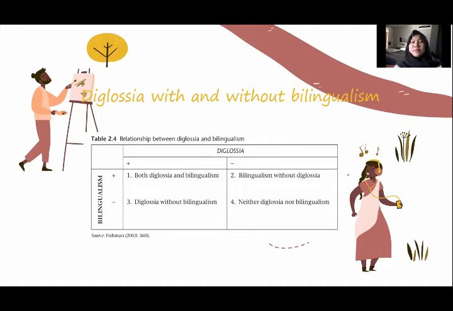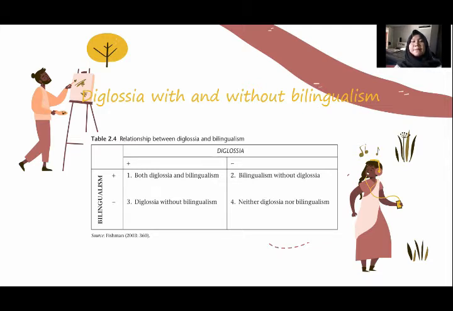Many English-speaking countries fit this description. Individuals might be bilingual in Australia, the USA, England, and New Zealand, but their two languages are not used by the whole community in different domains.